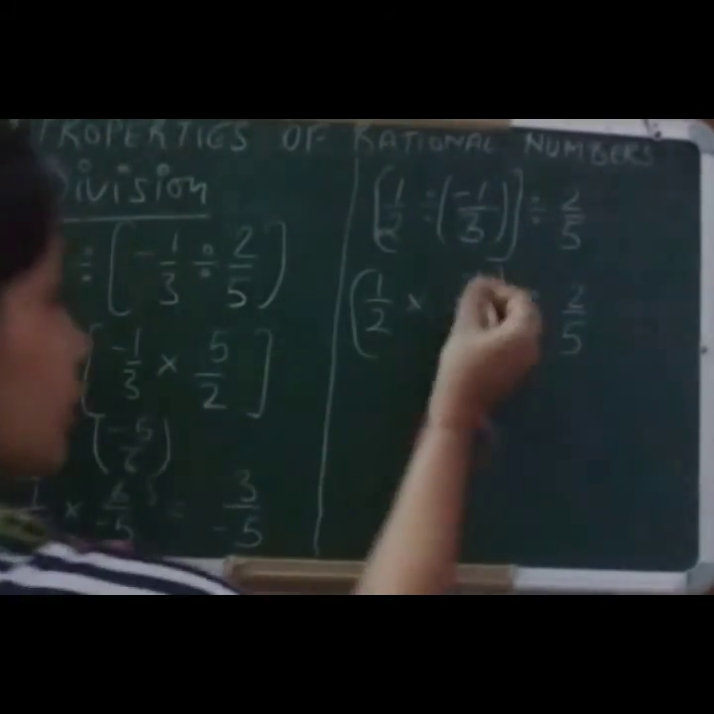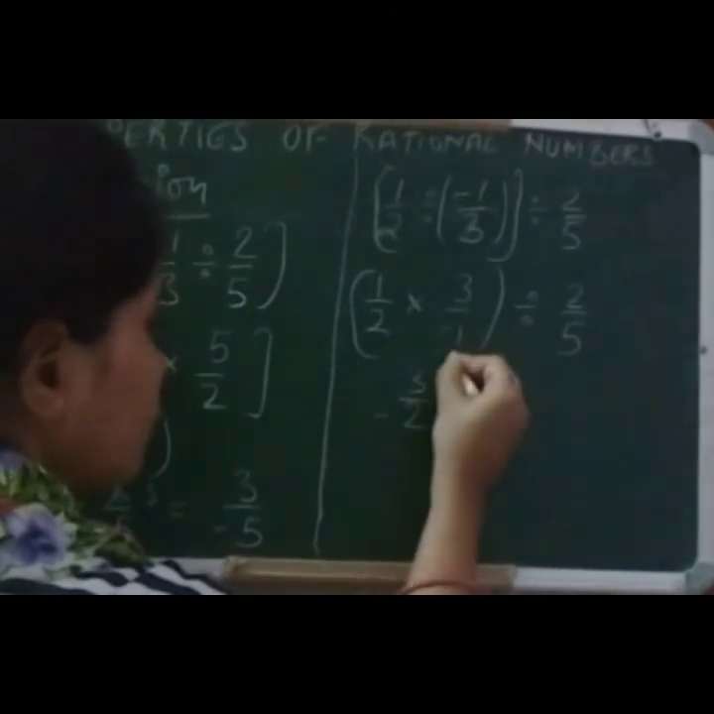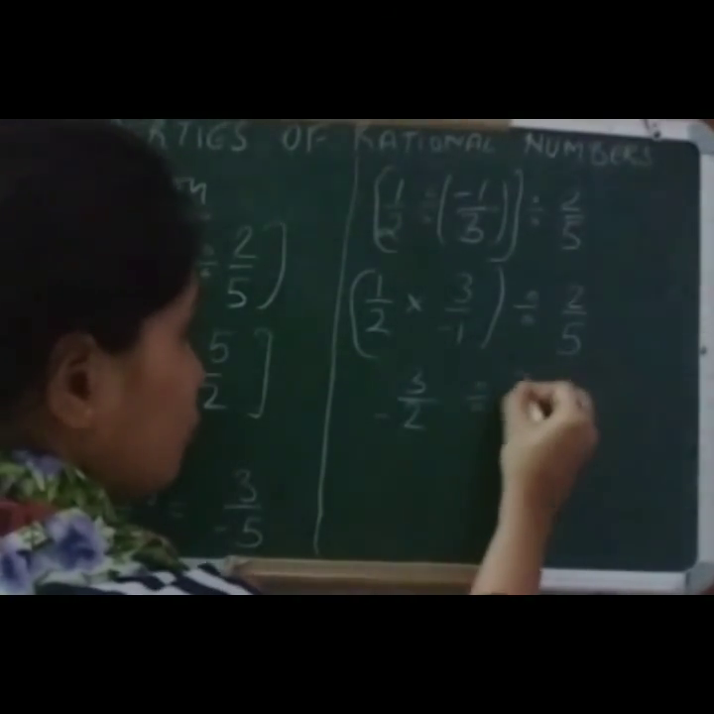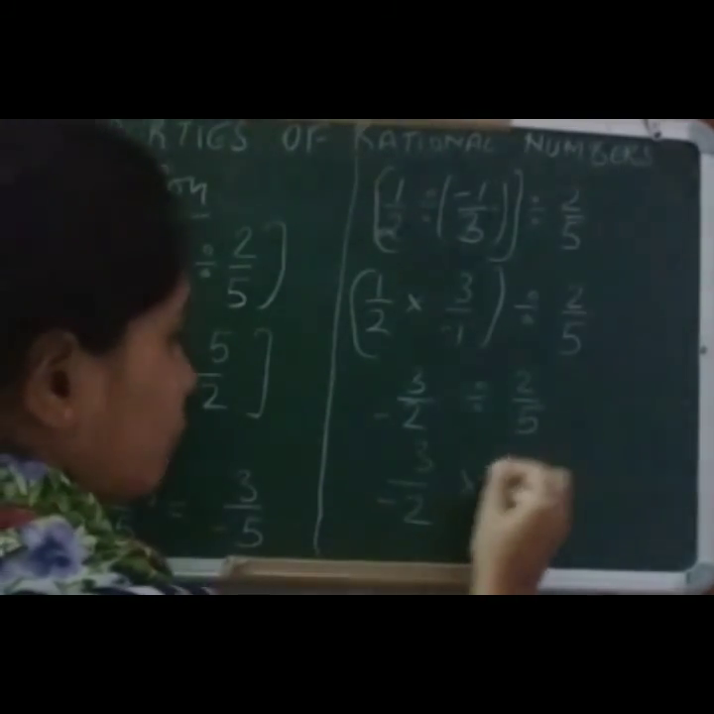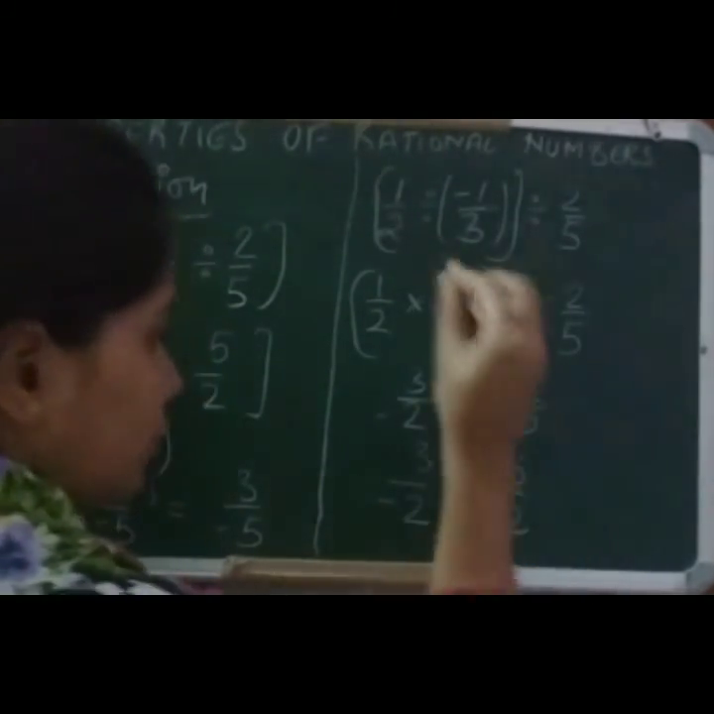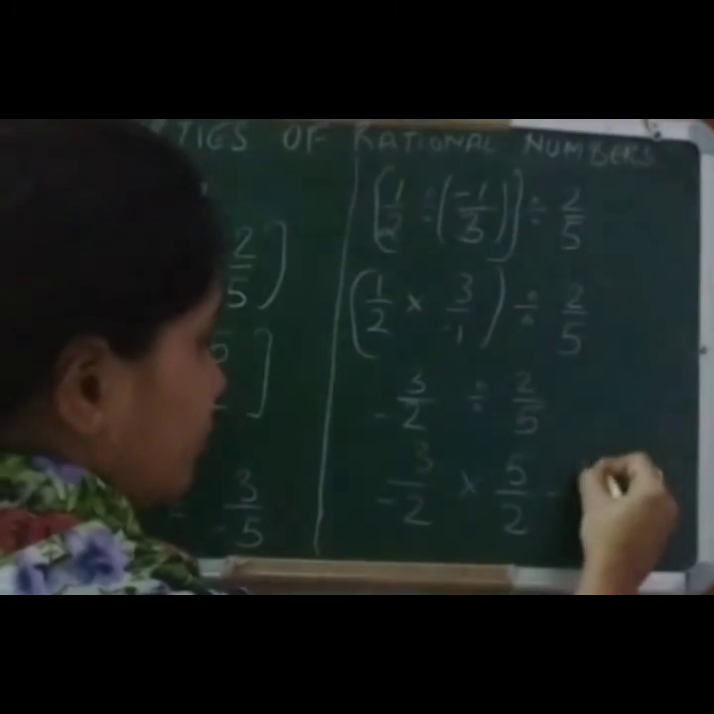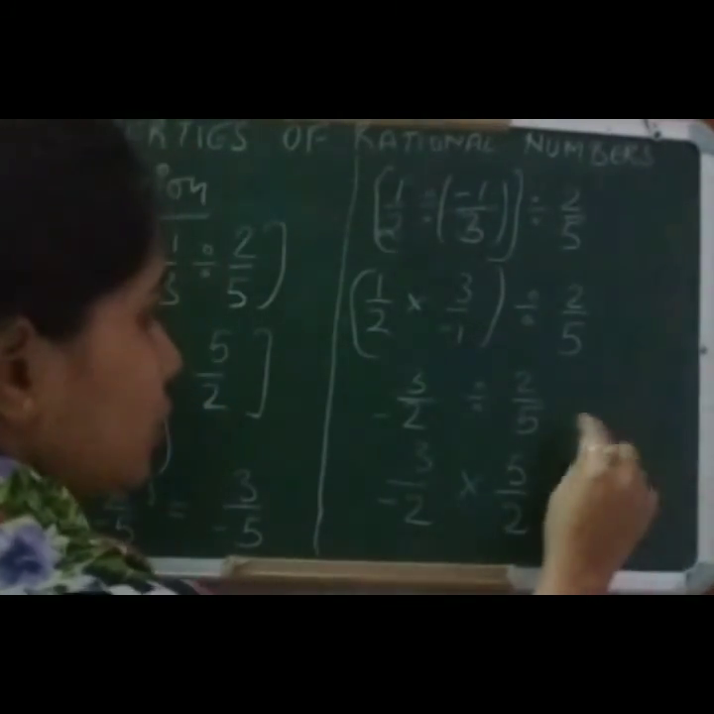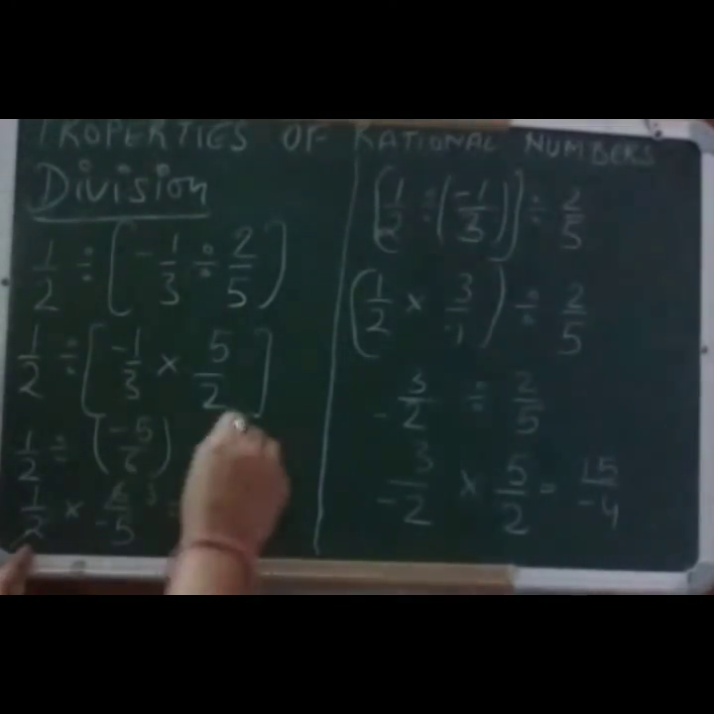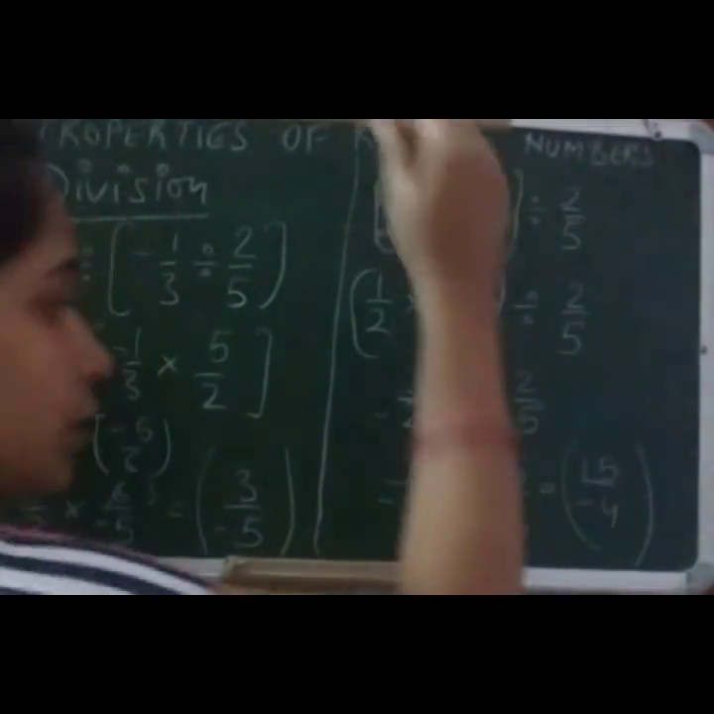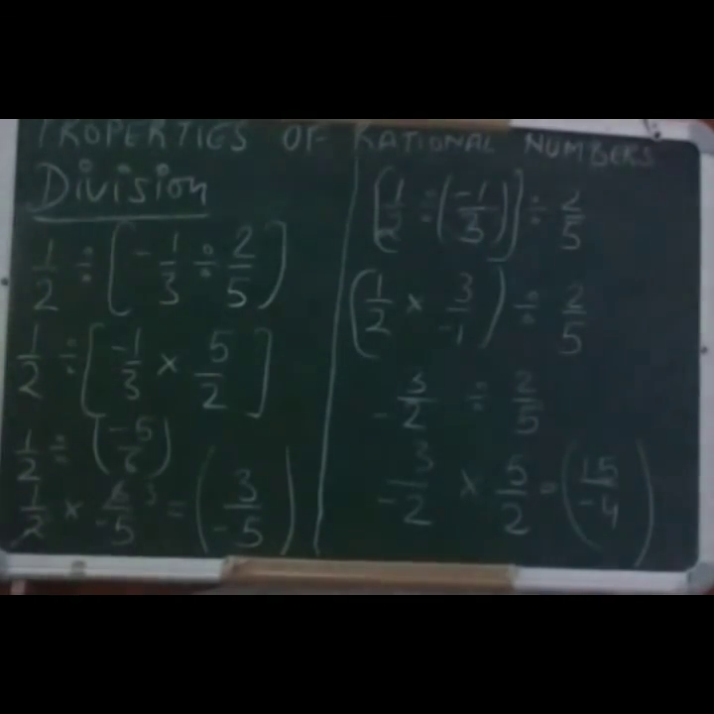Now 3 1s are 3, it is minus 2. Division, 2 by 5. 3 upon minus 2, 5 by 2. So 3 5s are 15, 2 2s are minus 4. This is the answer, 15 by minus 4. Both are different. See, here it is different, again here it is different. So what we will say is that division is not associative for rational numbers.